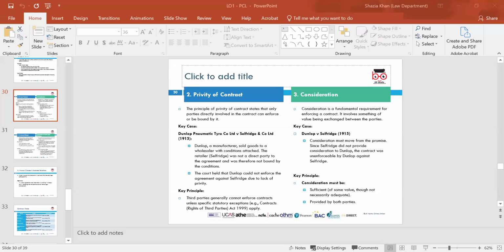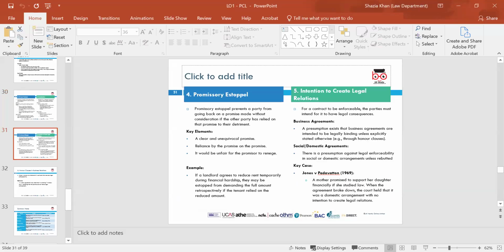Consideration is really important in any contract when it comes to the elements of forming a contract. So, promissory estoppel. Promissory estoppel is a legal doctrine that prevents a party from going back on a promise they made to another party. It's used when a promise is made without consideration, but the other party relied on it.